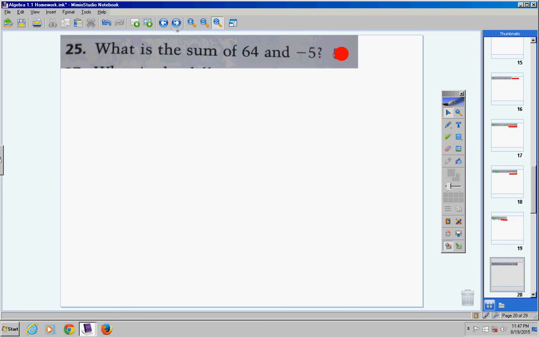Alright, 25. Okay, now we're just going to be adding some numbers. This is pretty easy and we should be done pretty quickly here. So here we go.